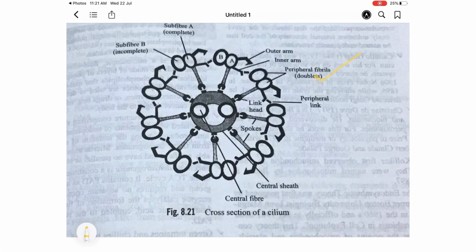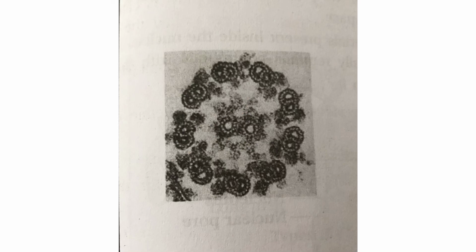This diagram is not important to draw, but you have to understand it. A and B microfibrils together are known as a doublet. They are linked with one another here, here, here, all of them. In the centermost part, the central fibers are located. The two microfibrils are present in the center also, and these central and peripheral microfibrils are connected with the spokes. So these are spokes. The arrangement of these microfibrils is known as the 9+2 arrangement. This is the original picture showing the 9+2 arrangement of cilia.